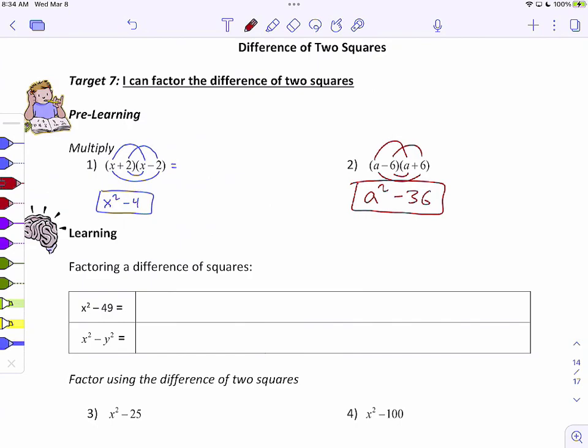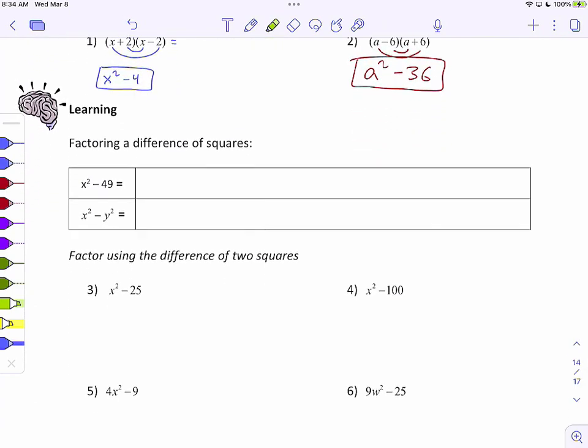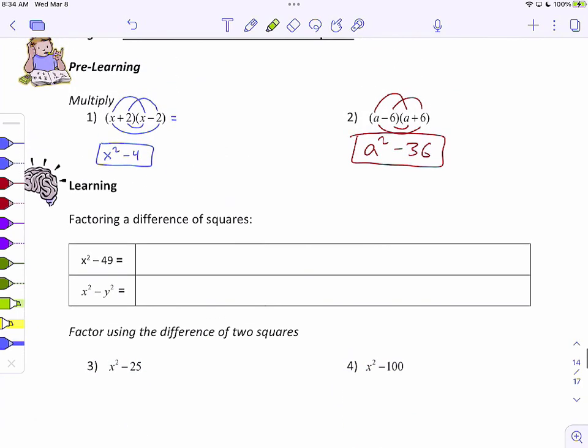So what you're supposed to notice here is a couple things. Do you notice how we ended up with minuses on both of them? They're always minuses. Okay. That's why it says difference. Difference is the word for subtraction. So when they say difference, they're talking about subtraction. These always have subtractions in them. If you look at these problems, see how they're all subtraction? They've got to be subtraction.